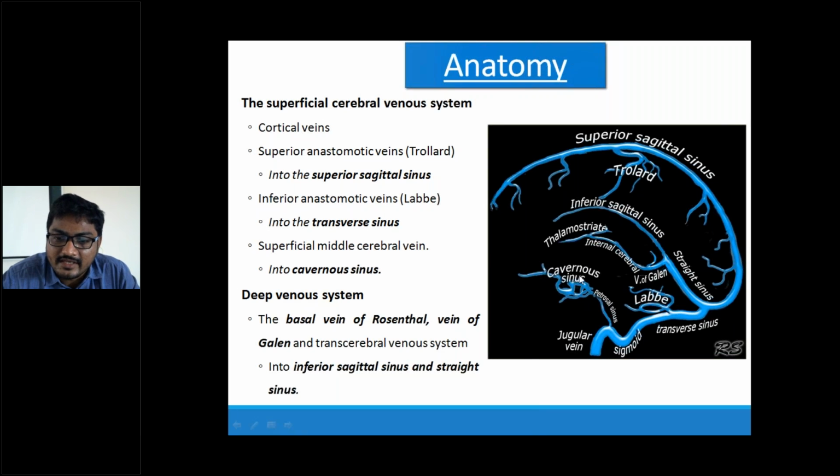So here there will be the cavernous sinus, right? So this is the cavernous sinus. Okay.